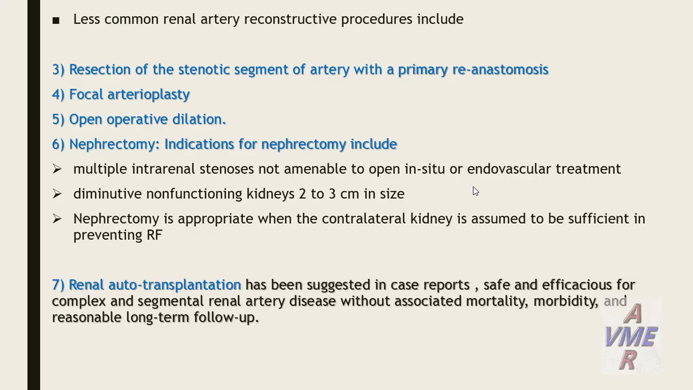Number 7, renal autotransplantation. Renal autotransplantation has been suggested in case reports. It is safe and effective for complex segmental renal artery disease, without associated mortality or morbidity, and has a reasonable long-term follow-up. What does renal autotransplantation mean? That means you take the kidney out and make the reconstruction outside, which is preferred in the case of complex segmental renal artery disease, and then reanastomose to the renal artery like a transplantation.